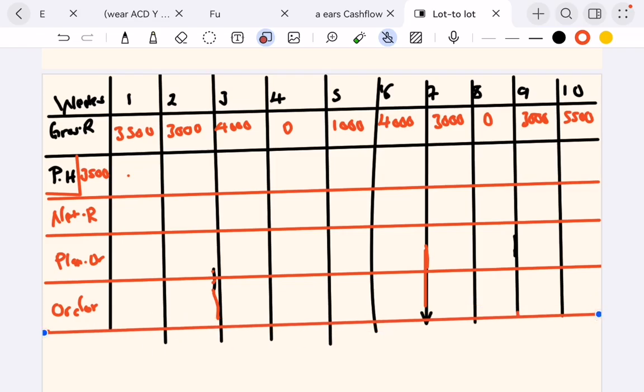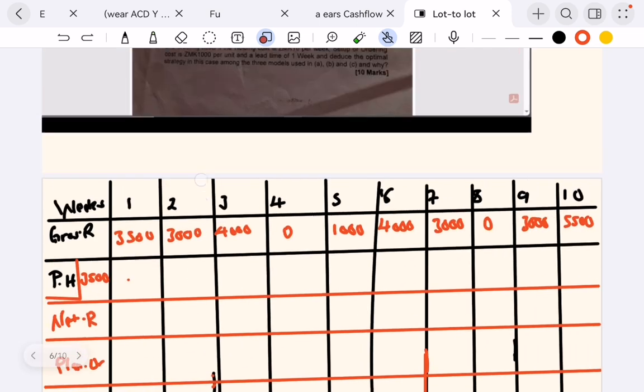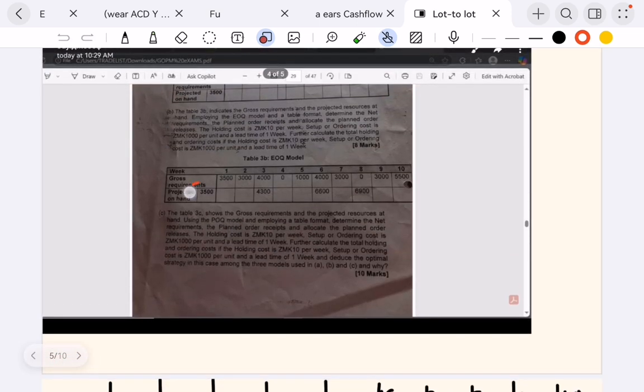So after we draw the table, the first thing that we do is that the gross requirement we are given, that's how it is. The projected at hand, there is 3,500 there. So we are bringing this 3,500 here. The projected at hand is 3,500, so we are pushing that 3,500 here.